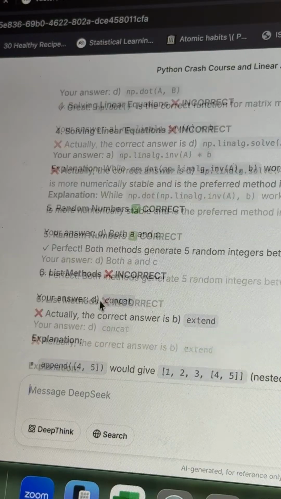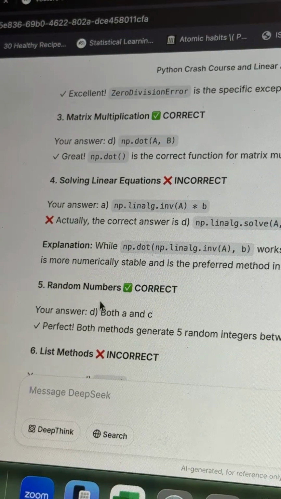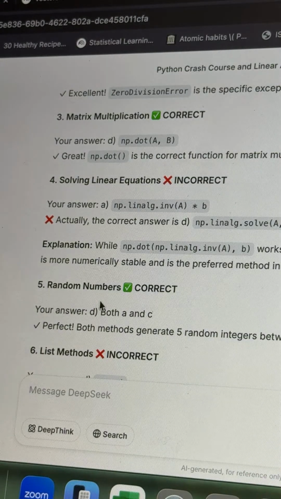Okay, so it has the explanations here, right? So let's read that, because I hate reading, but that's why I'm doing the quiz without having that solid of an understanding. So, solving linear equations. Your answer was np.linalg... I know, right? It's just sitting there.